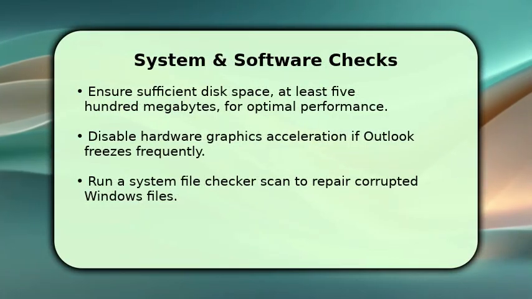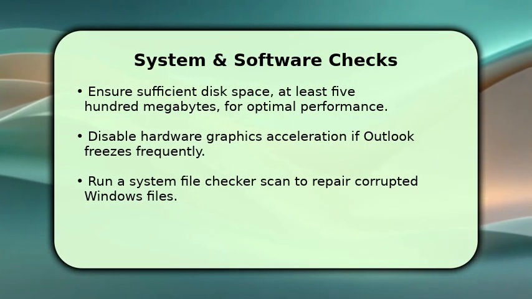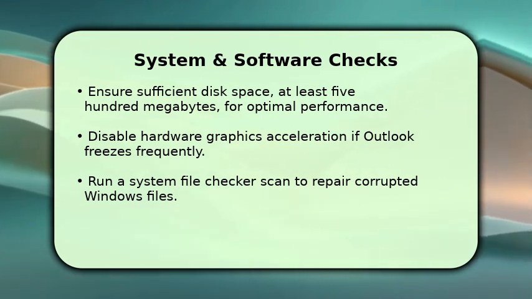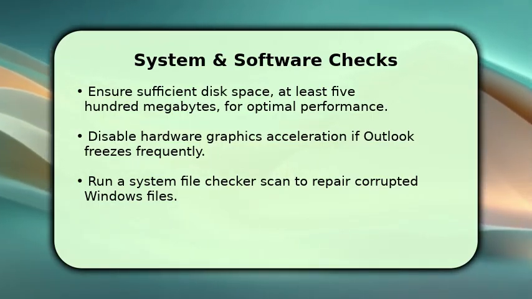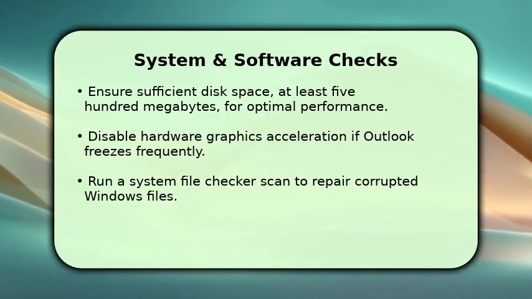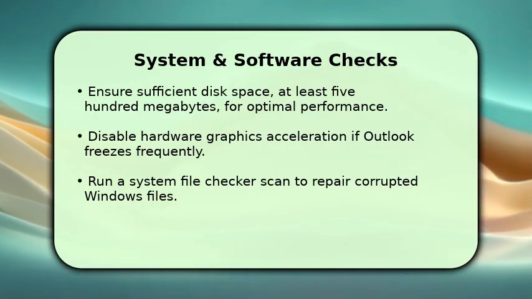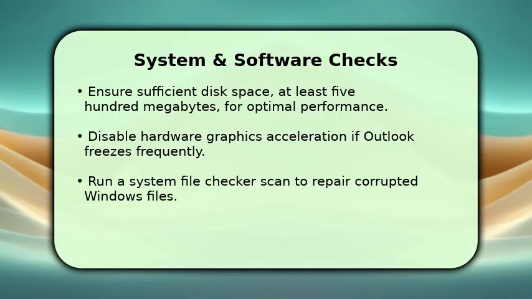Your system's health impacts Outlook. Make sure you have ample free disk space, ideally at least 500 megabytes, for smooth operation. If freezing persists, try disabling hardware graphics acceleration within Outlook's advanced options. Sometimes this feature conflicts with certain display drivers. Additionally, running a system file checker scan can identify and repair corrupted Windows system files that might be affecting Outlook.